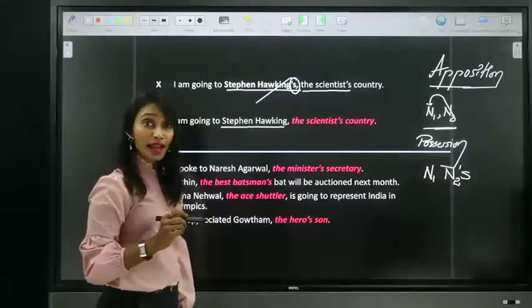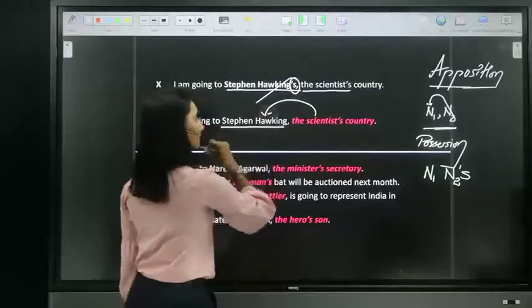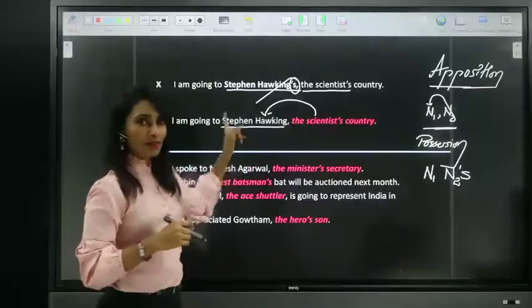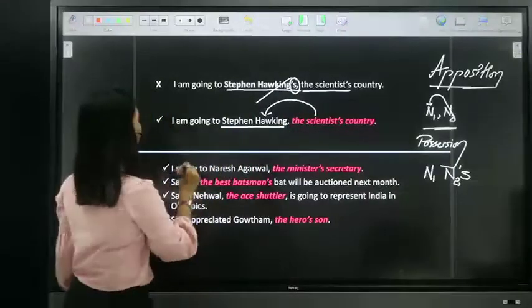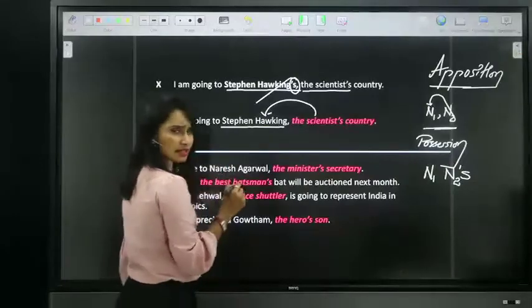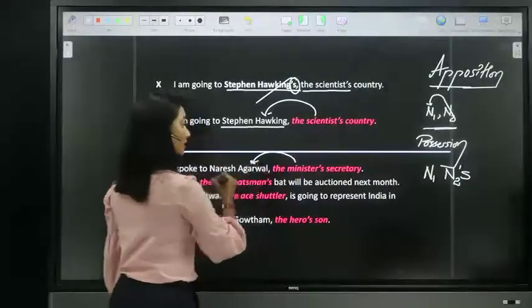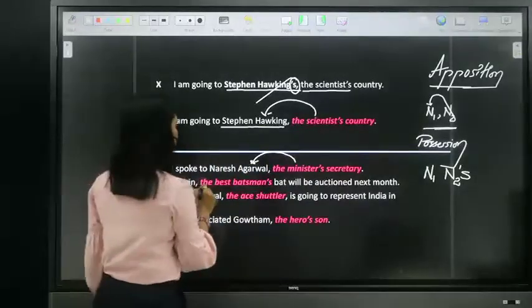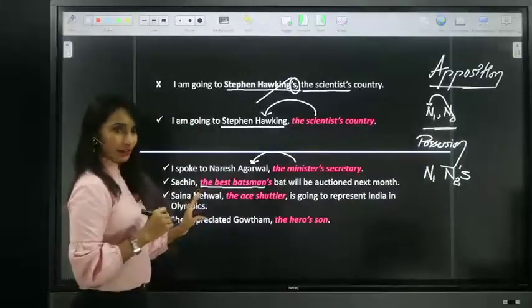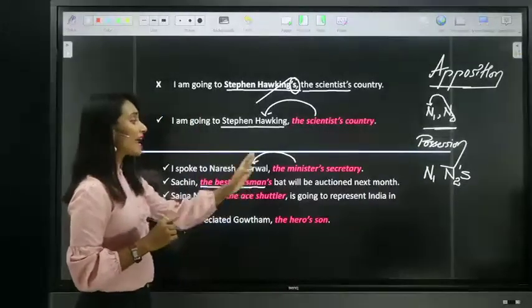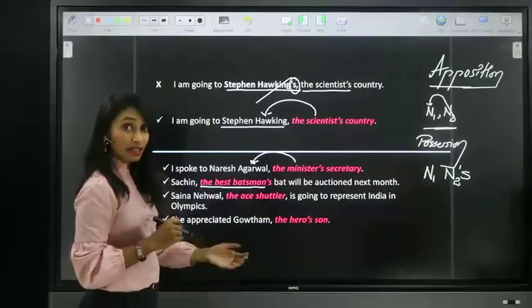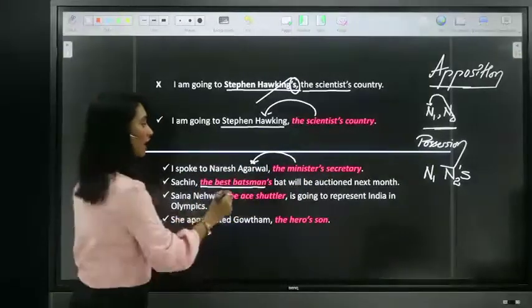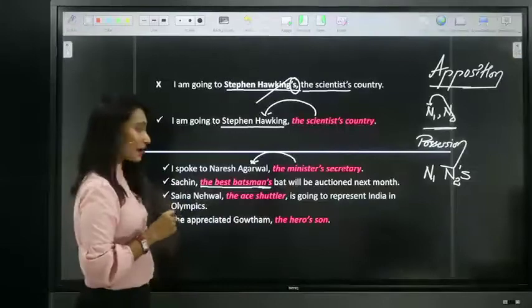Who is Stephen Hawking? According to the sentence, the scientist, right? Nouns in apposition. Second noun is describing the first noun. Now look at this example. I spoke to Naresh Agarwal. Who is he? The minister's secretary. See, second noun is describing the first noun. Sachin. Who is Sachin? The best batsman. So Sachin, the best batsman's bat will be auctioned next month. Here we are talking about possession with apposition. So give possession to the second noun, the best batsman's bat here.